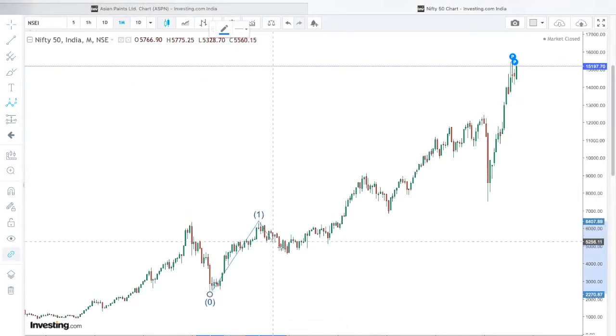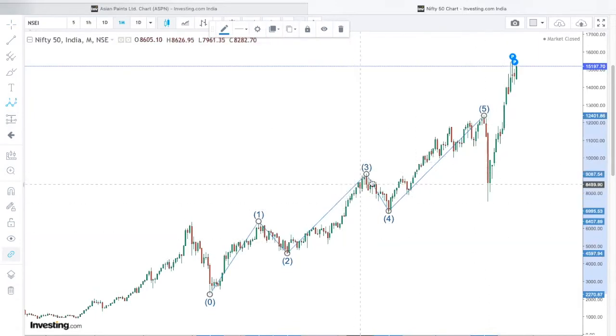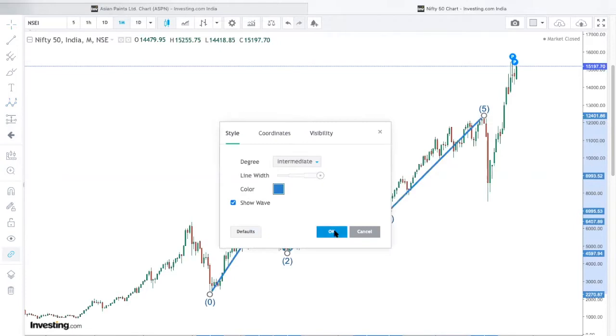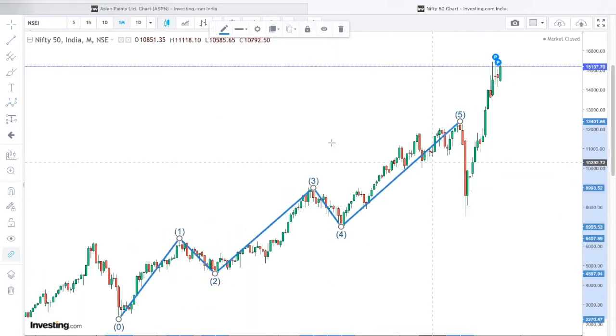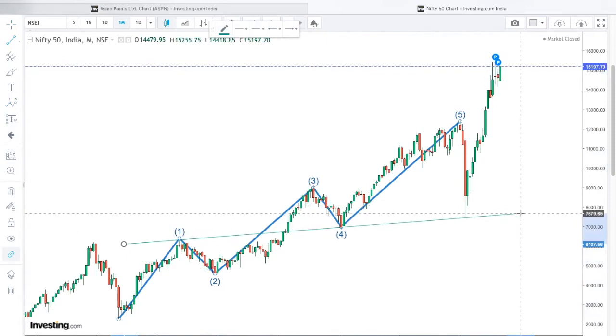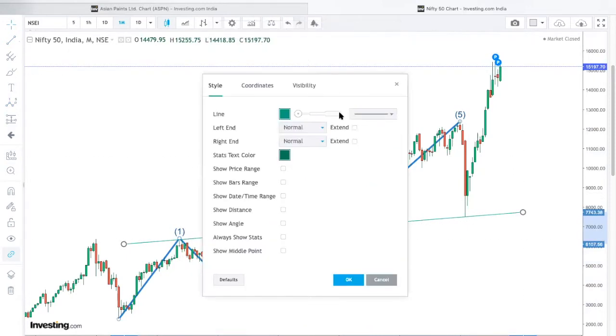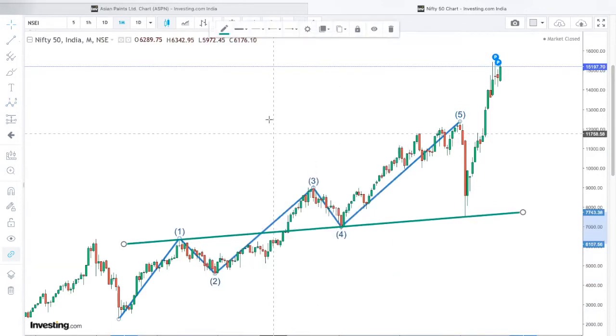Wave 1. Wave 2. Wave 3. Wave 4. Wave 5, collapse. So carefully observe. After wave 5, it is going to collapse. Next question. Up to what level will it collapse? The answer is very simple. Draw a straight line from 1 to 4. That is the target line.